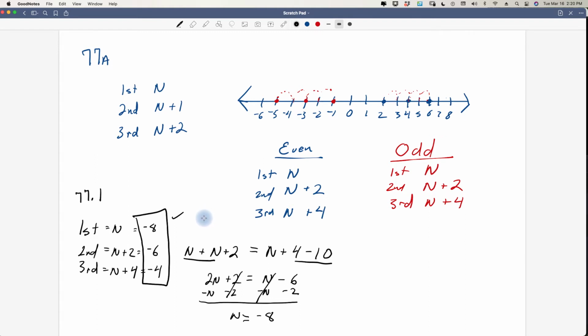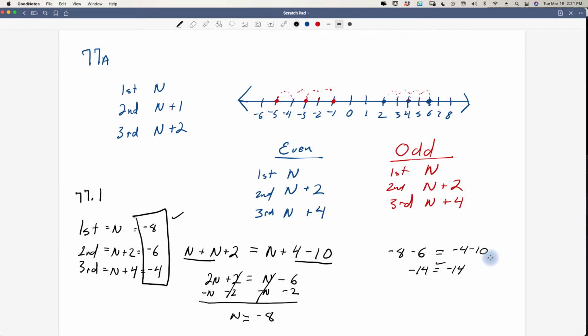Now, if you want to check your answer, you may do so. You just reread the question, and it says the sum of the first and the second, so -8 plus -6, which would be -14, equals the third. -14 equals -14. So that is correct.